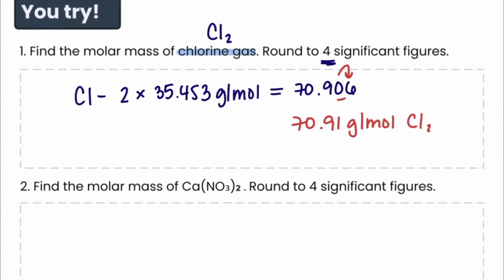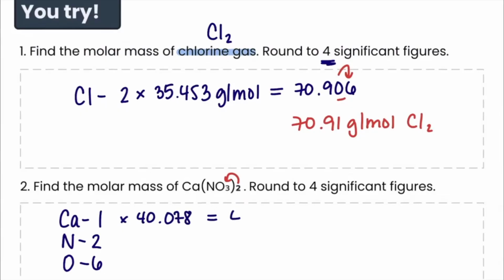Now in the next problem, we want to find the molar mass of calcium nitrate. So we're going to have to break this down carefully. So counting the number of atoms here, we have 1 calcium, 2 nitrogens, and 6 oxygens, because remember, 2 times 3 gives us 6. Now the molar mass of calcium is 40.078 times 1, that's just 40.078 grams per mole.